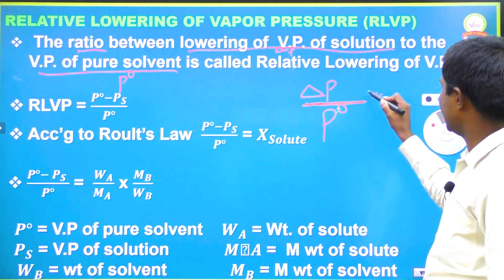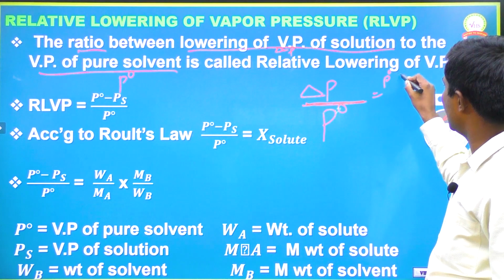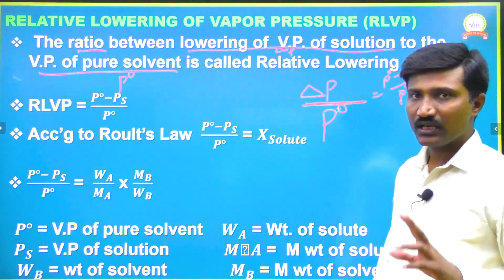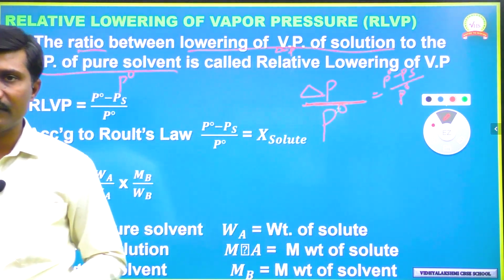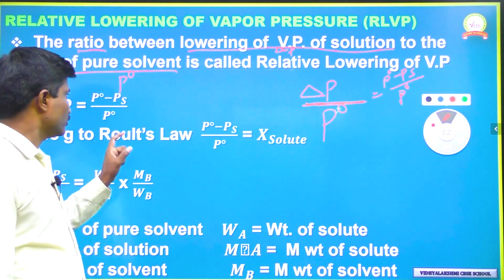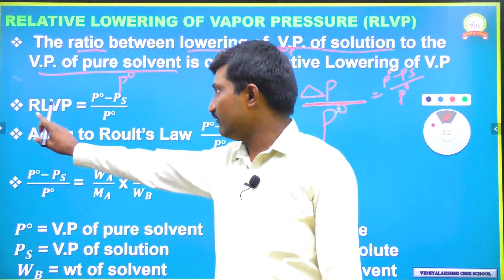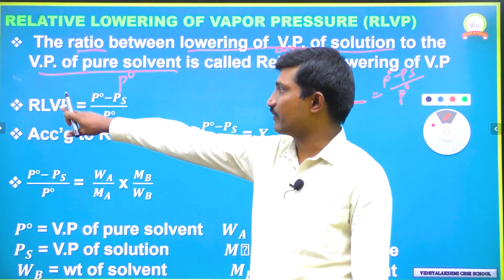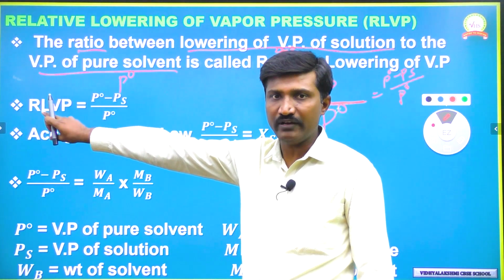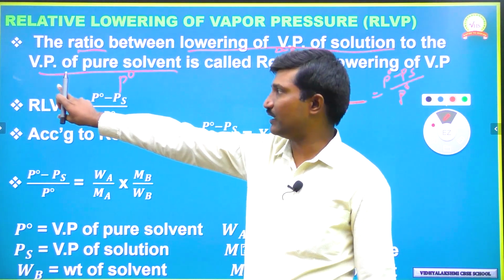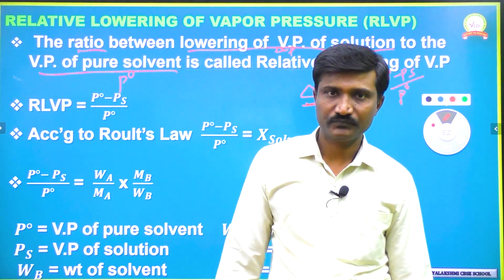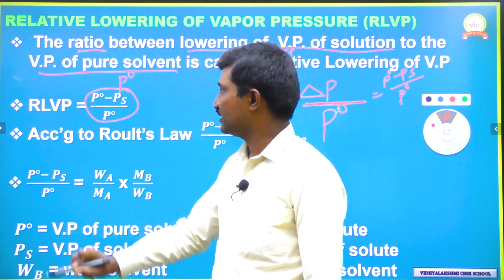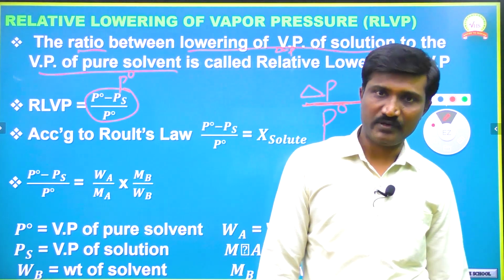Since we write delta P as P0 minus PS, P0 minus PS by P0 gives the relative lowering of vapor pressure. So we can write RLVP as P0 minus PS by P0, where R means relative, L means lowering, V means vapor, and P means pressure. This is the equation to represent the relative lowering of vapor pressure.